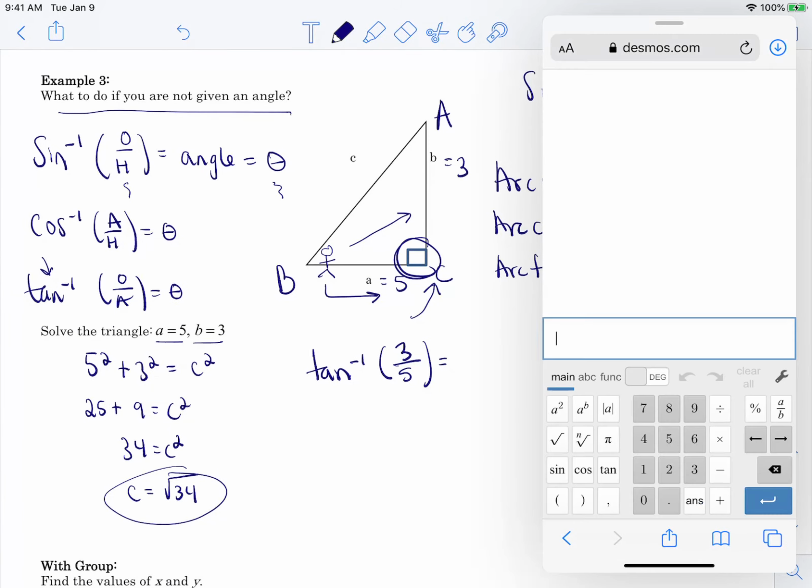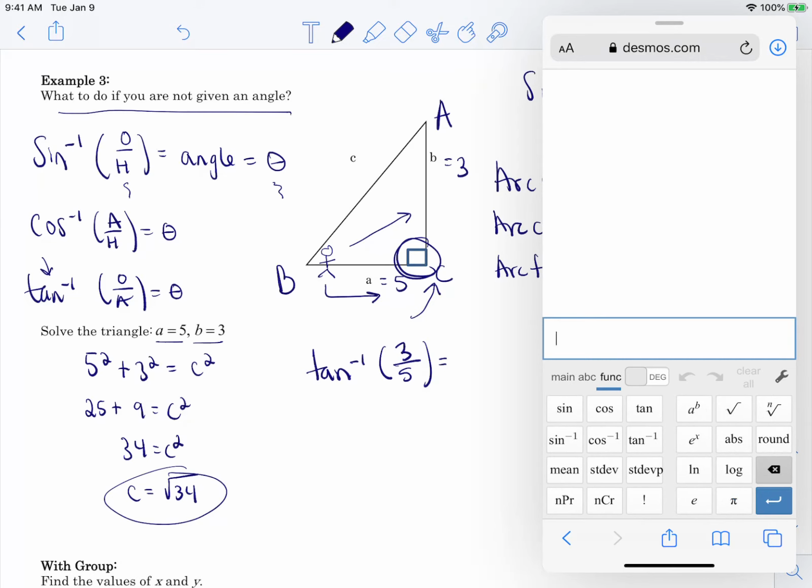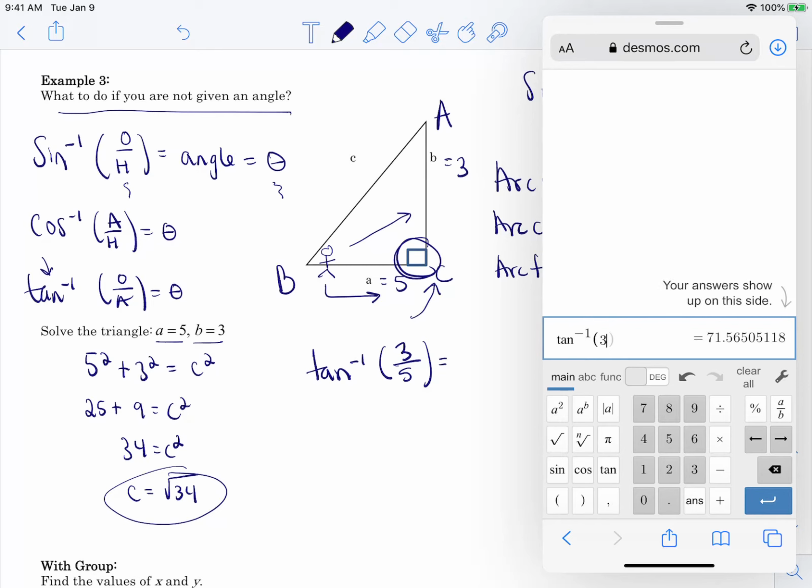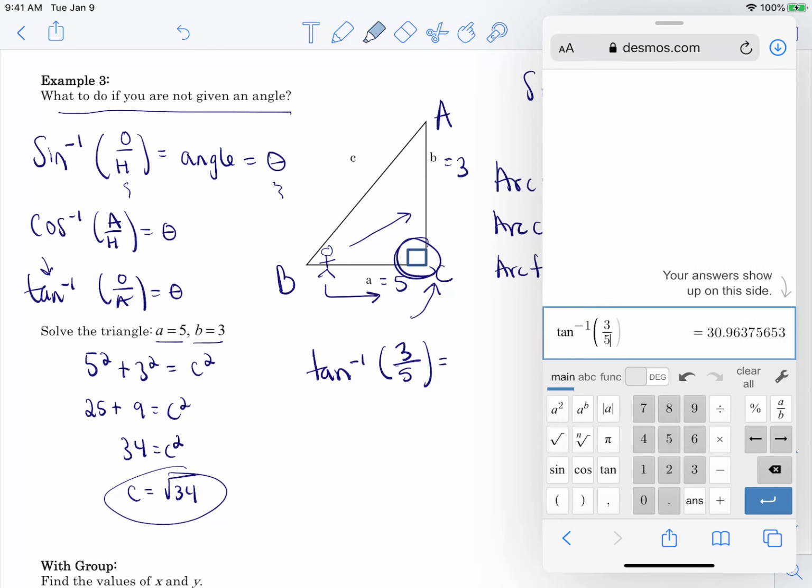And if you look here, make sure you're in degrees still. I don't see that inverse function, so if I go to function, then you'll see it. And so inverse tangent of, and then I'm going to go back to main, 3 divided by 5. And let's go ahead, erase that straight equal sign, equals approximately 30.96.